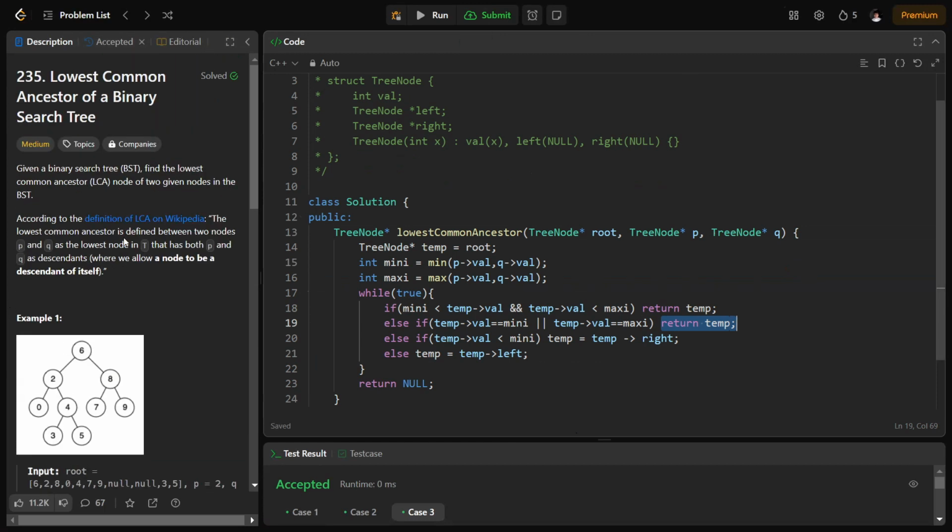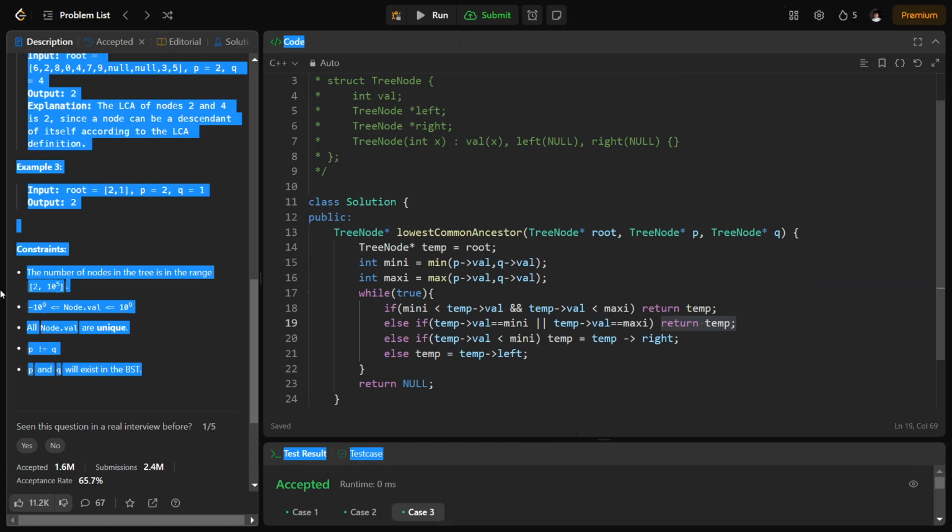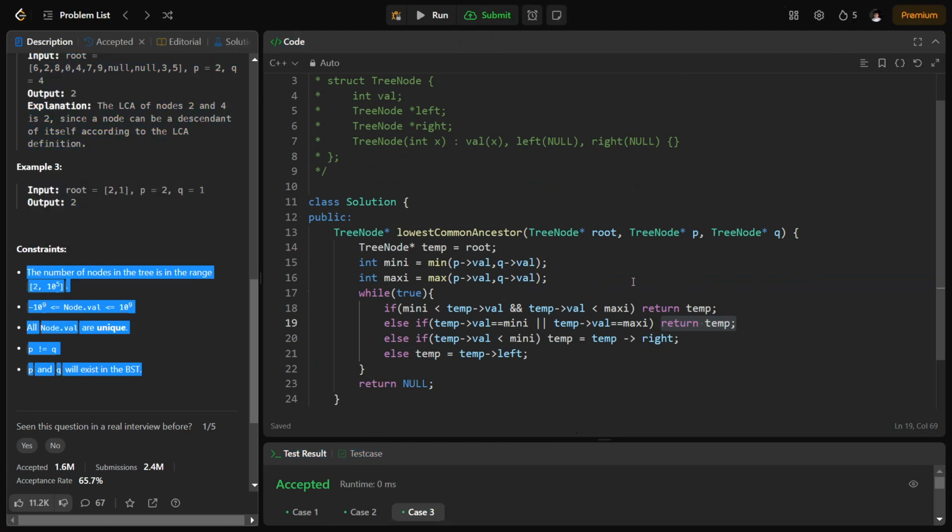The time complexity would be the height of the tree. In the worst case you would reach the lowest node, which could be the maximum height of the tree. The space complexity would be constant because we are not storing anything else. If P and Q could be null, or the root might not exist, you may need to add some more if-else statements, but given the constraints, this is more than enough.